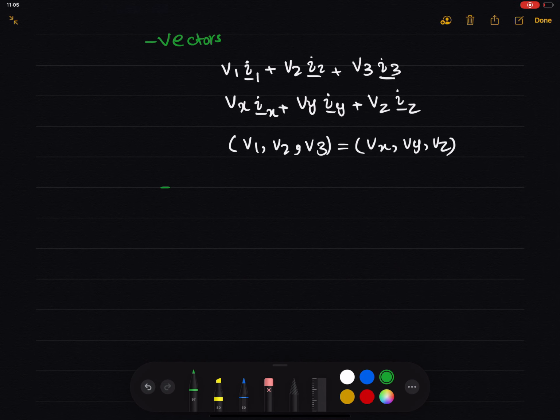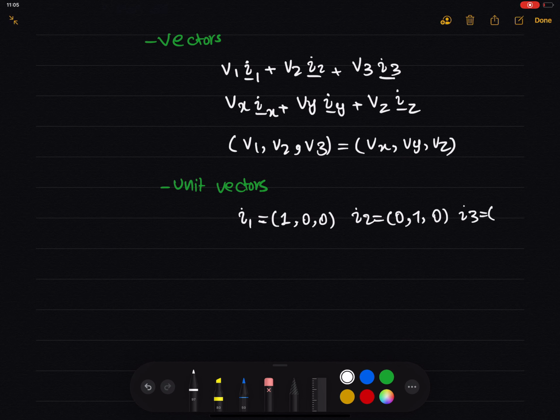And then we have unit vectors. Unit vectors are defined based on your coordinate system. For example, for a three-dimensional space, we can define I1 as (1, 0, 0), I2 could be (0, 1, 0), and I3 (0, 0, 1), right? This is based on your coordinate system, and this is the way you can define the unit vectors.